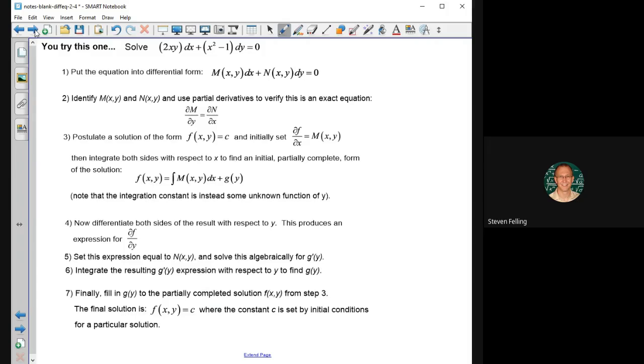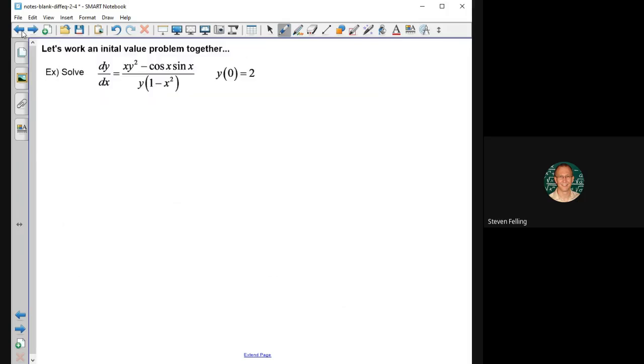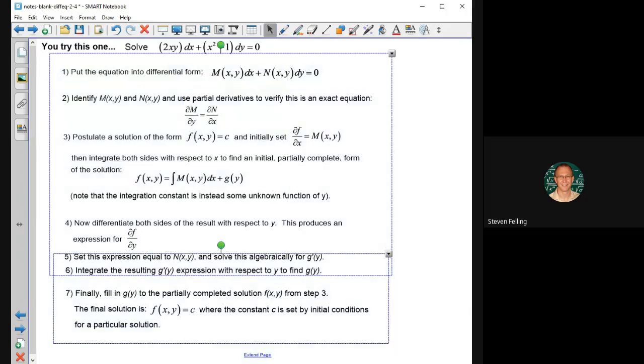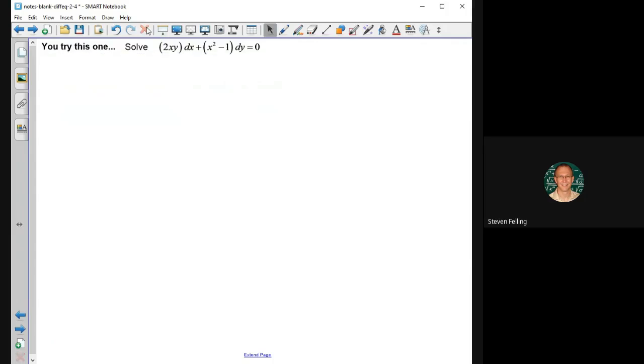Okay, we can try this one too. This was all the procedures here. So you can pause the screen. Here's the procedures. Give this a try. And then I'm going to go ahead and erase this part and solve it for you. So pause the video and then try it and then unpause. See if you get what I get.